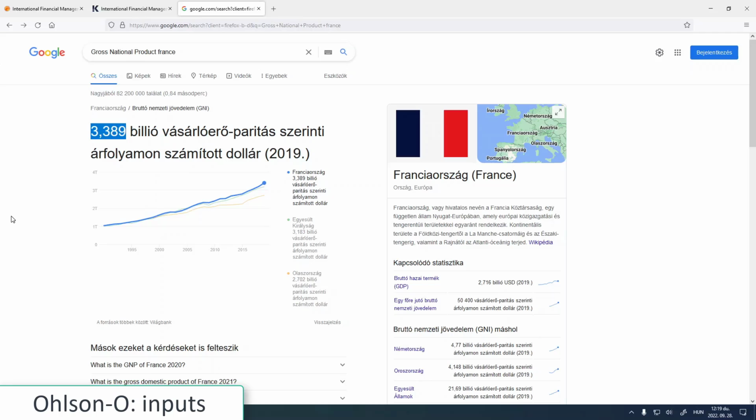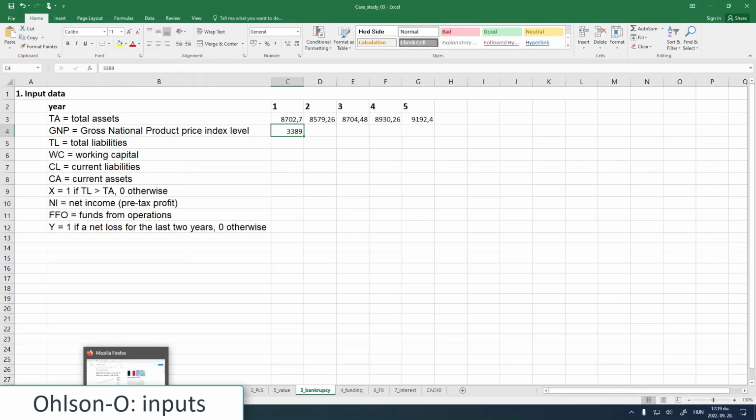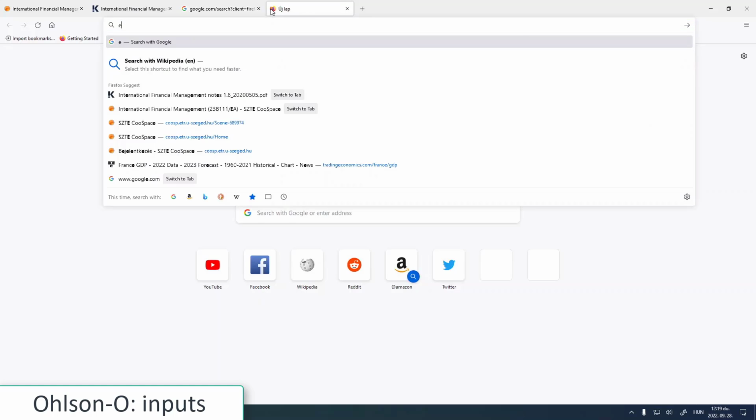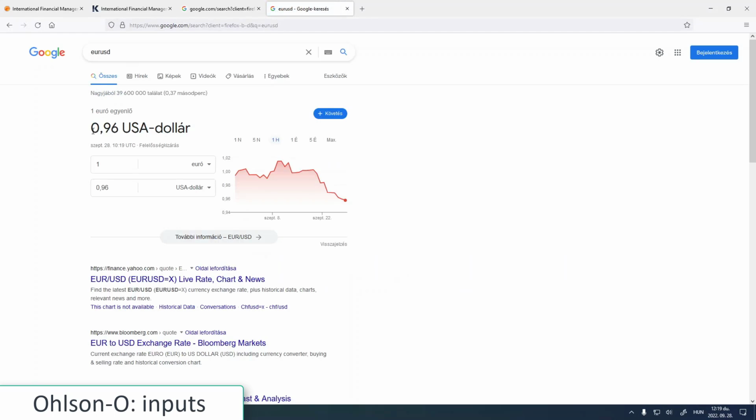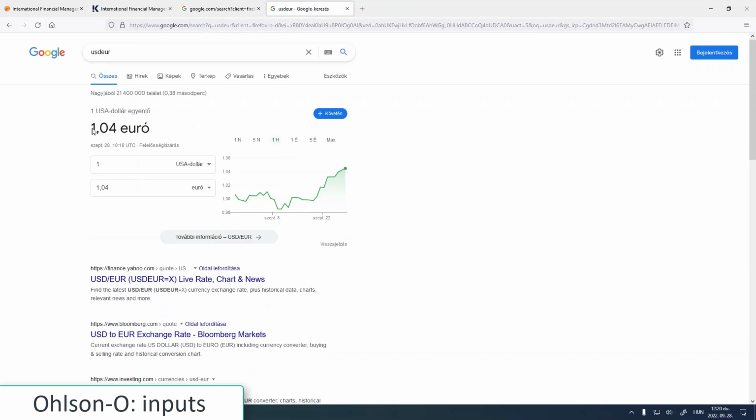So this is actually 3,389 million US dollars. If we are taking this number here, we still have to convert it to US dollars, which is not that great because right now the US dollar is absolutely, yes. But we need it backwards. We need USD EUR.